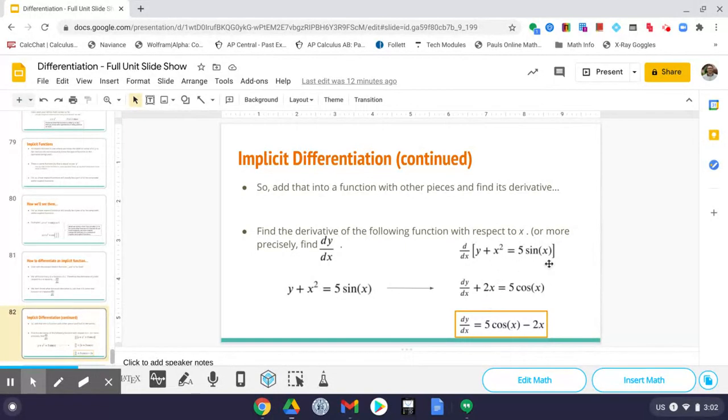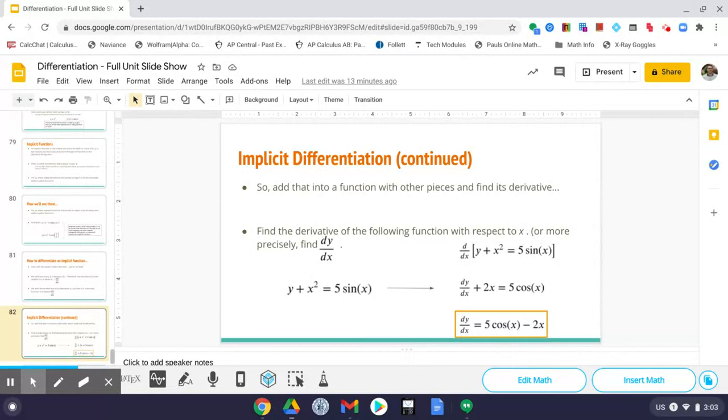On the right-hand side, same thing. The derivative of 5 sine x. That looks like something we've been doing a lot of, and it is because, again, you don't see a y there. That is an explicit function, 5 sine x. Differentiate that, we get 5 cosine x. The next piece to this is just solving for dy dx, and this is going to be a very similar process that you see throughout each example. How do I solve for dy dx? I subtract 2x over. And so the overall derivative for this function is 5 cosine x minus 2x. That's what dy dx equals.